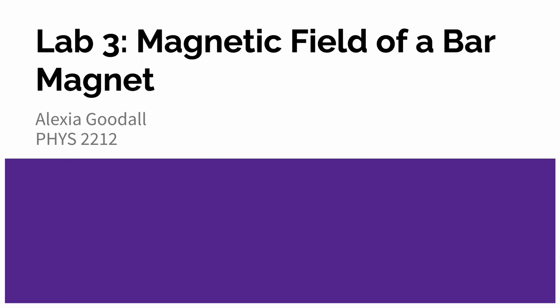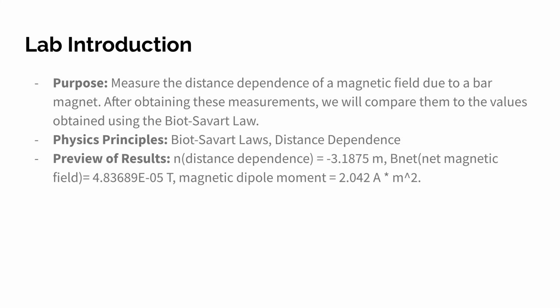My name is Alexia Udol, and today I'm going to present to you Lab 3, Magnetic Field of a Bar Magnet from Physics 2212. The purpose of this lab was to measure the distance dependence of a magnetic field due to a bar magnet. After obtaining these measurements, we will compare them to the values obtained using the Biot-Savart law. The physics principles present in this lab are the Biot-Savart law and distance dependence.